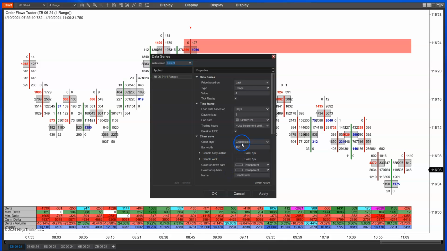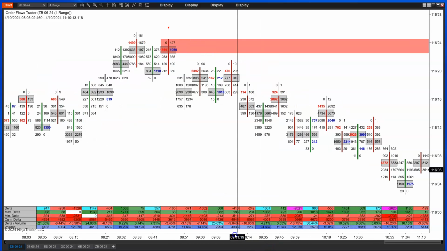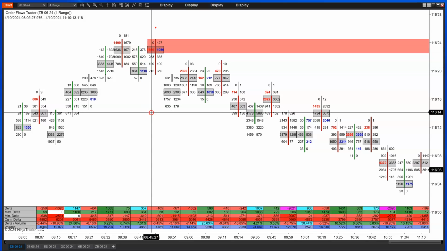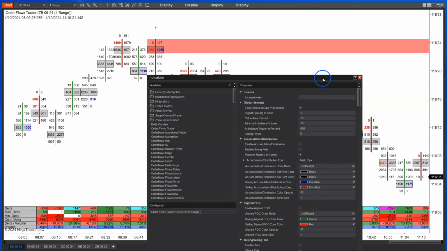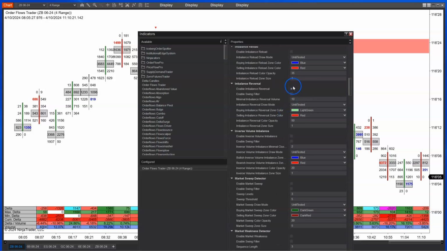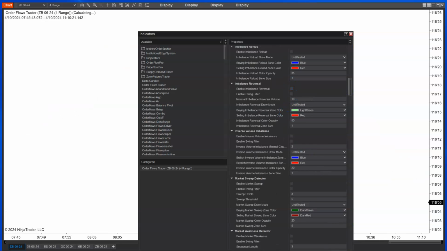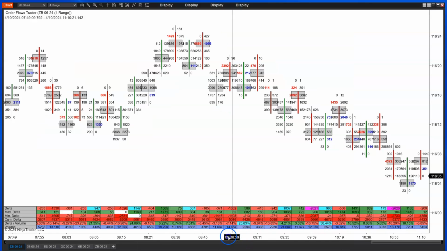Let me just make one little adjustment here on the candlestick width, just to expand the candle. And again, let me just remove it, and I'll take you through what's taking place here on the footprint. Where is it? Imbalance reversal. Okay, disable. You can see here, right?